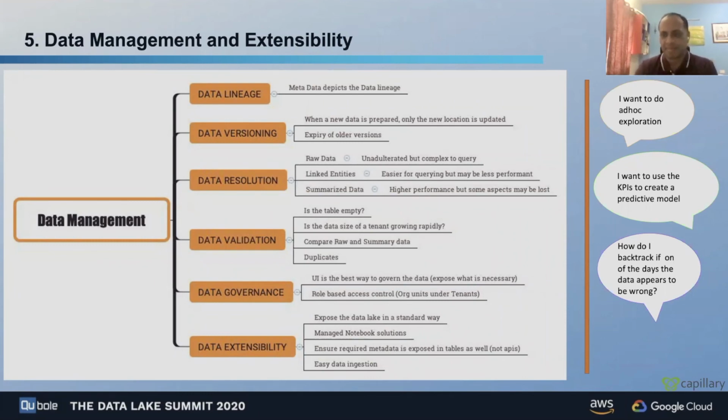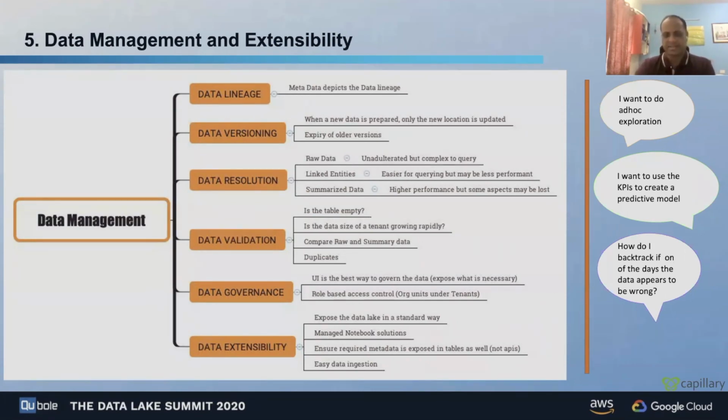And UI is primarily, if you're interacting with the data lake through a UI, it's pretty easy. That is always the best way to govern the data, expose what is necessary, inject implicit filters when you're firing the queries that ensures the data governance. But if you're extending the data outside the platform, which is around the data extensibility, then you need to have a standard way of having role-based access and things like that.